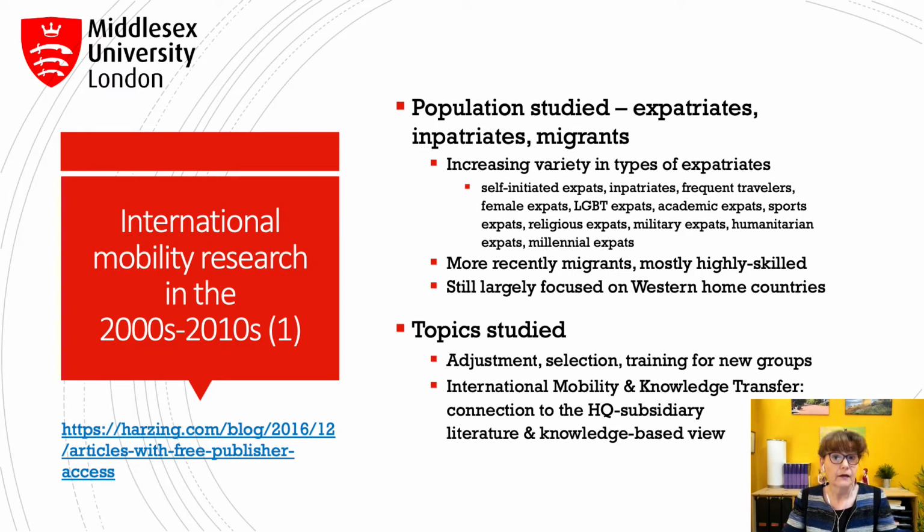In addition to that, academics also started to become interested in migrants, mostly highly skilled migrants, but they were still mostly focused on Western home countries. The topics studied also remained fairly similar in terms of focusing on adjustment, selection and training, but then for all of these new groups. There was a bit of a connection though with knowledge transfer because expatriates started to be seen as key vehicles for knowledge transfer. So this led to a connection with the headquarters subsidiary literature and the knowledge-based view.